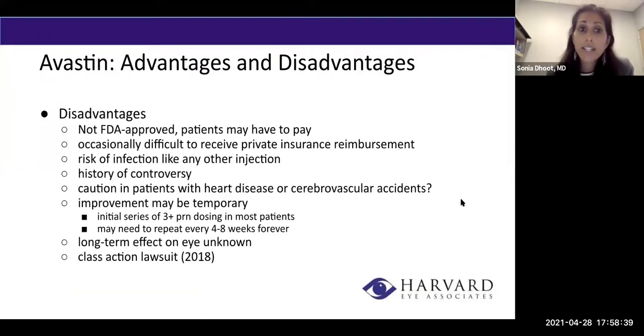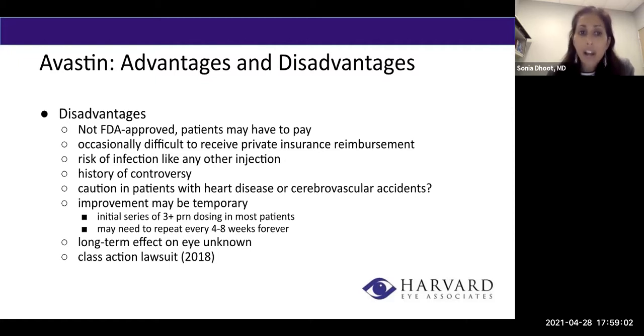The disadvantages is that it's not FDA approved. So occasionally it can be difficult to receive private insurance reimbursement. That's less so of an issue now because the other drugs are much more expensive, so they would much rather pay for the Avastin. Anytime we do an injection, there's a risk of infection like any other injection. That risk is about 1 in 2,000 to 3,000 people.